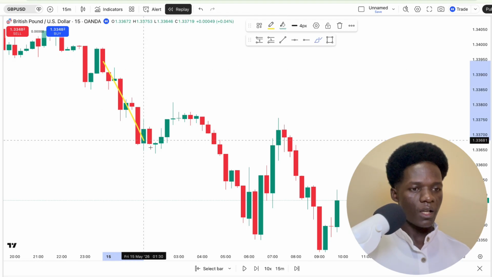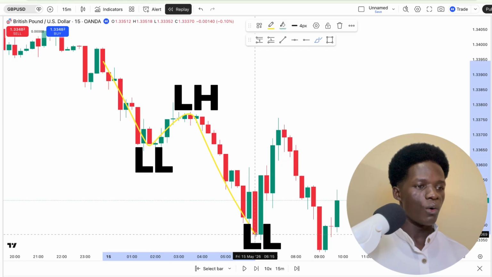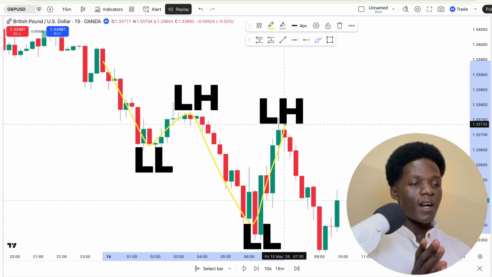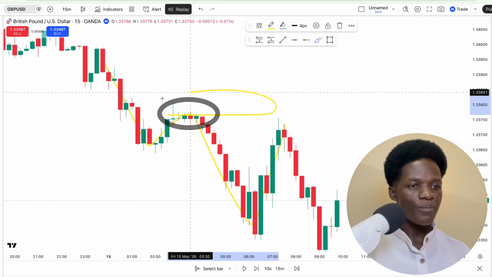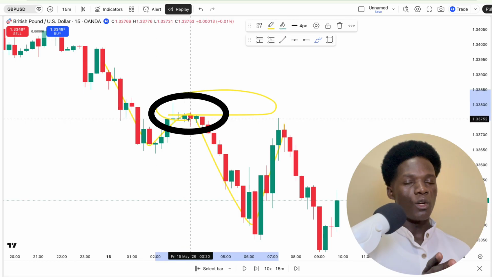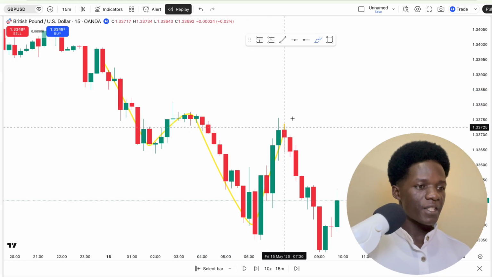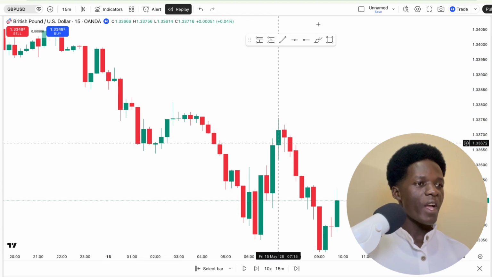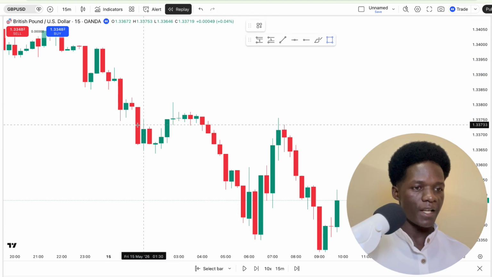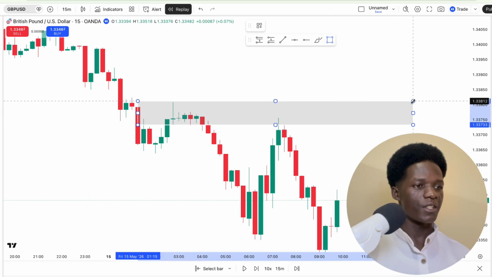Because price comes down creating lower low, lower high, lower low, lower high. It created a lower high and mitigated or retested this lower high, or key resistance level. And now what do we do next? We have to draw our key resistance levels here, guys.